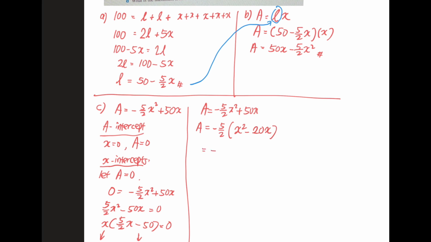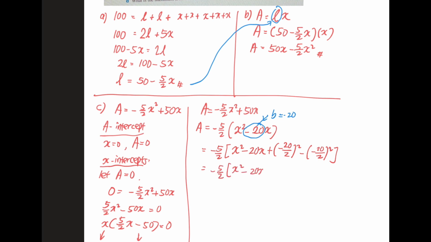Now we continue completing the square in this way. For x squared minus 20x, our b is negative 20. So we have to put b over 2 squared: negative 20 over 2 squared. Negative 20 over 2 is negative 10, and negative 10 squared is 100. So we get plus 100 minus 100.